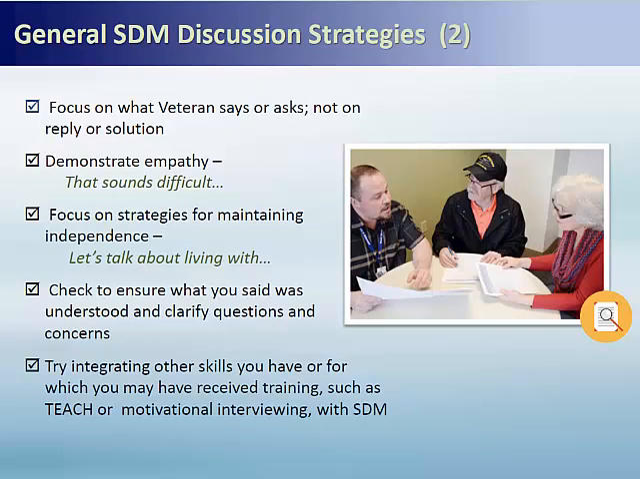Focus on what the veteran says or asks, not on your reply or a solution or fix. Demonstrate empathy when appropriate, with statements such as, "That sounds difficult." Focus on strategies for maintaining independence. Try openers like, "Let's talk about living with Parkinson's," or whatever the veteran's conditions are. Then check to ensure that what you said was understood and clarify any questions and concerns.